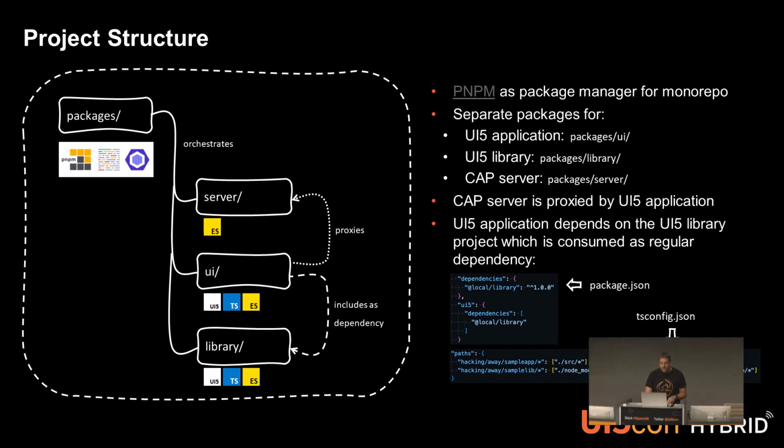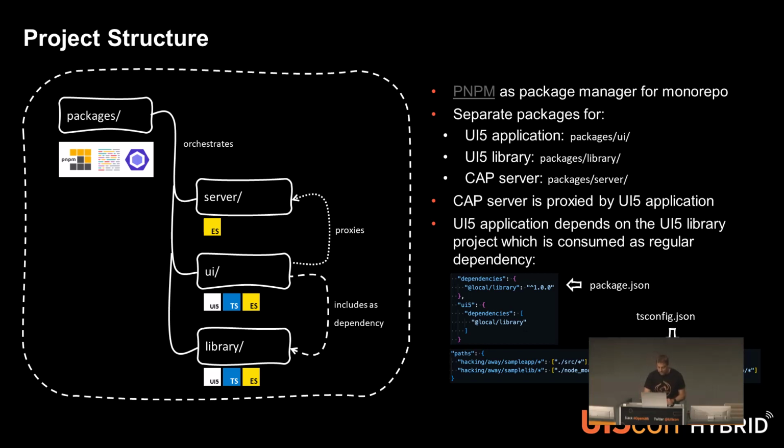So the idea is really that we use a monorepo tool. My favorite at the moment is PNPM. It's very efficient in the management of the different projects and how it connects them, using symlinking rather than copying dependencies. Together with PNPM, I put each npm package into a subfolder structure. The server is built with classic JavaScript. The UI project is using TypeScript, and the library project is also using TypeScript.